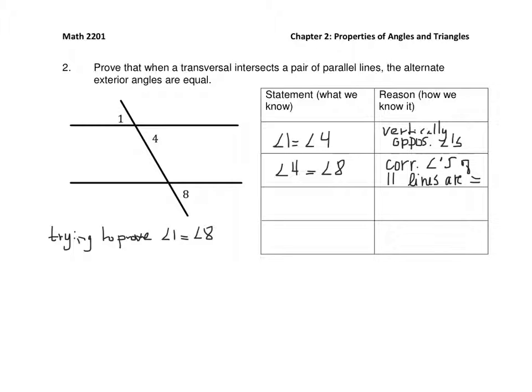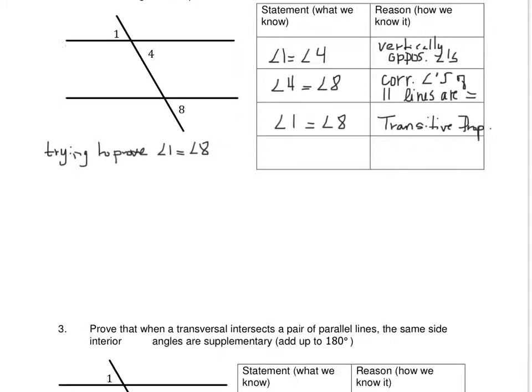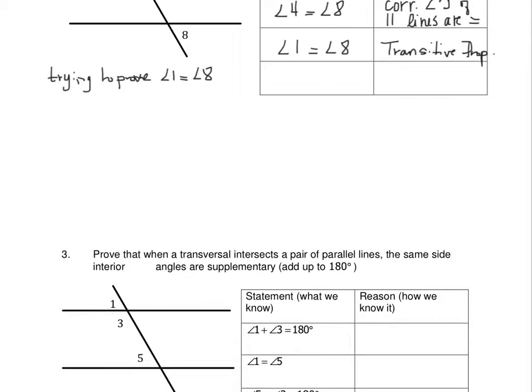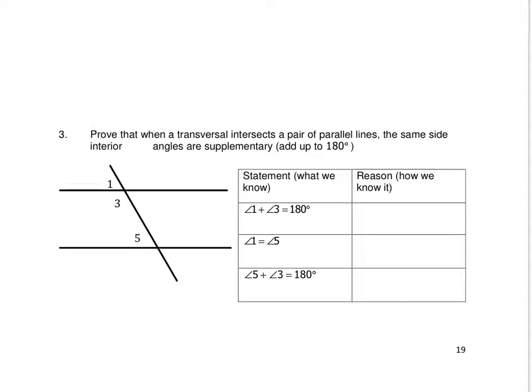And again, by the transitive property, if 1 equals 4 and 4 equals 8, then angle 1 has to necessarily equal angle 8. And therefore we've proven that the set of alternate exterior angles of those parallel lines are equal. And we can do a similar proof to prove the other set of alternate exterior angles are equal as well. But we're just going to use one for now.